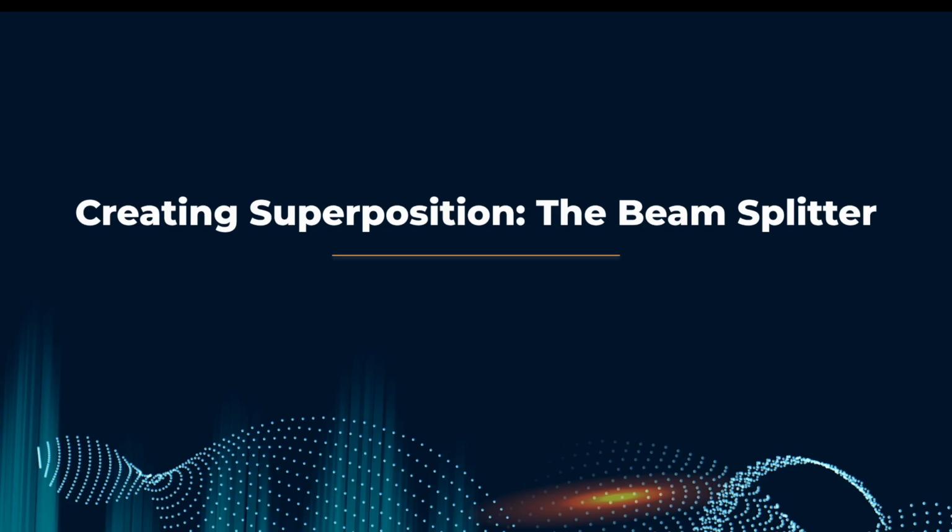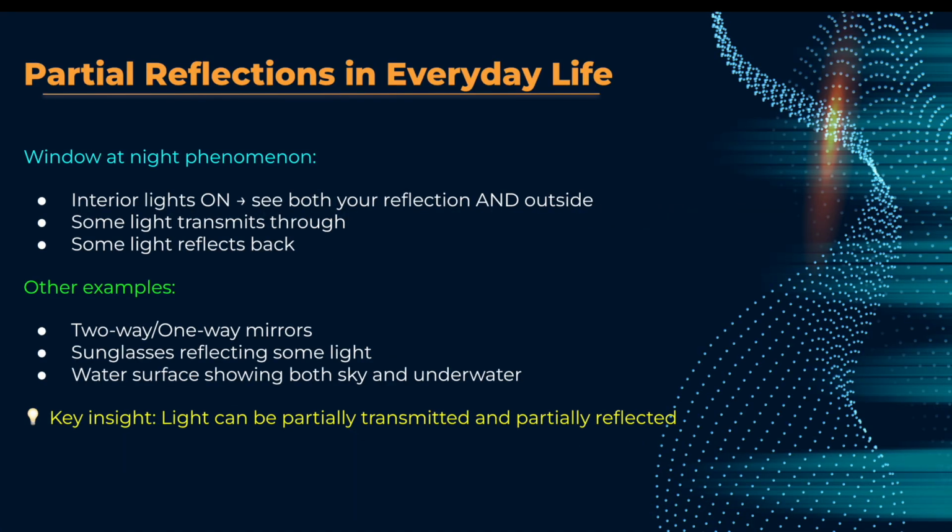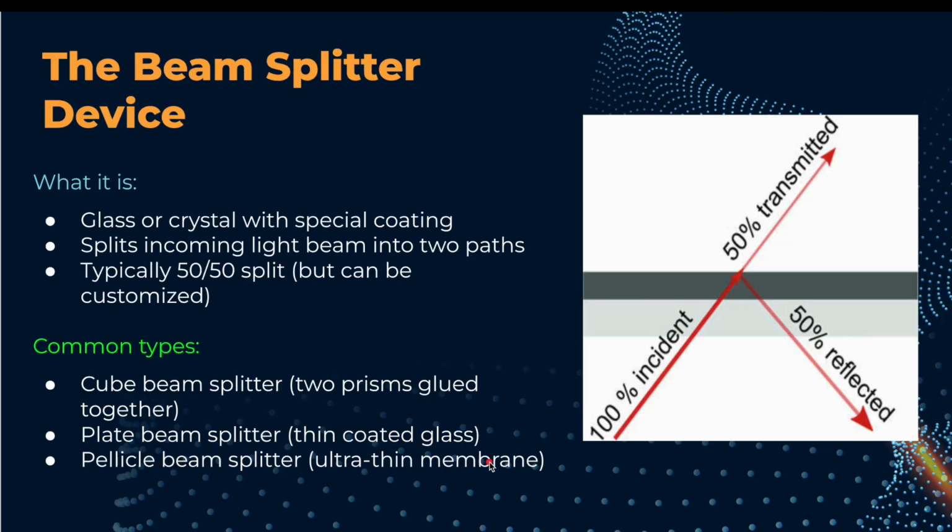Now let's look at creating superposition with a beam splitter. So we see partial reflections in our everyday life. For example, if you look at your window at night and you turn your lights on in your room, you'll see both yourself and what's outside. This is called partial reflection, where some light transmits through and some light reflects back. Other examples are two-way or one-way mirrors, sunglasses reflecting some light, or the water surface showing both the sky and what you can see under the water. A key insight is that light can be partially transmitted and partially reflected.